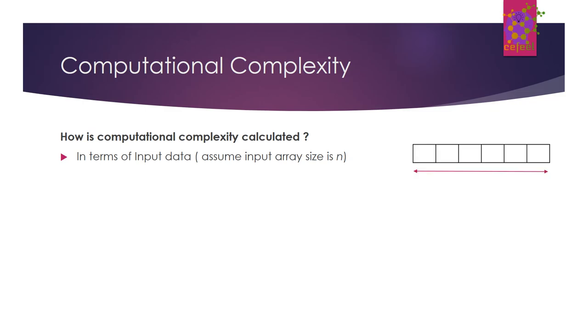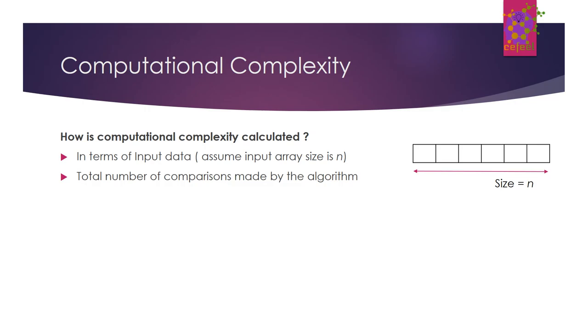So let's say we are given this array and size is n. The idea to compute the complexity of an algorithm is just to see how many comparisons we do. Because we need to sort the data, we will have to do exchanges. We might have to compare two numbers that are present at two locations, and then sometimes we may need to swap them.